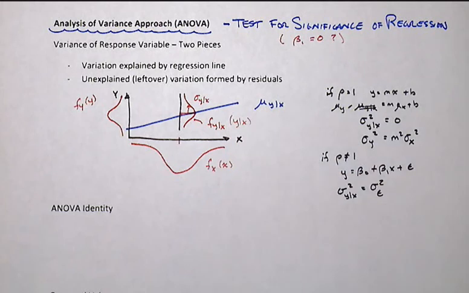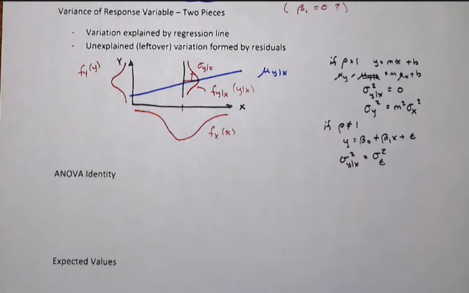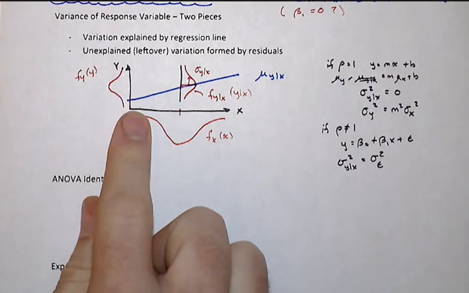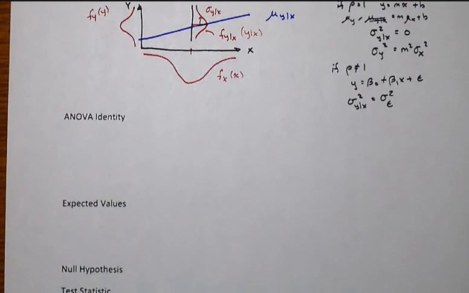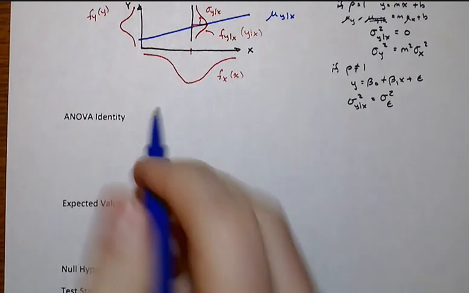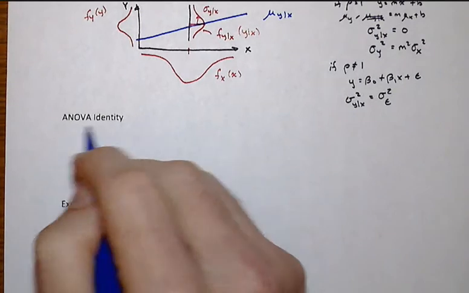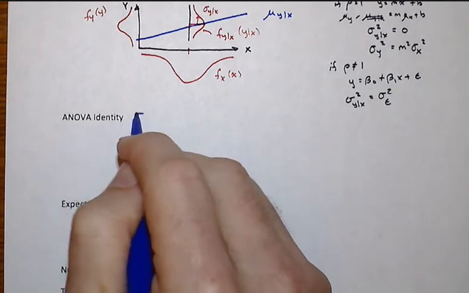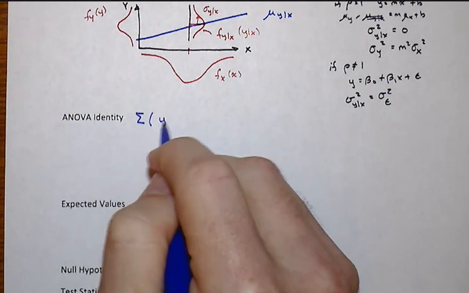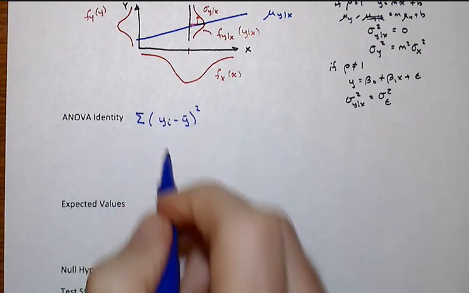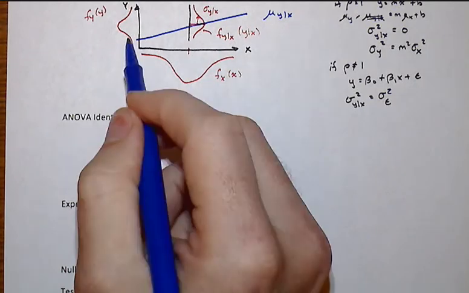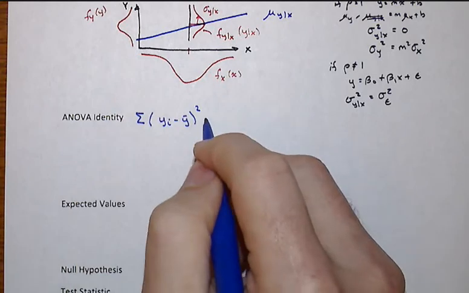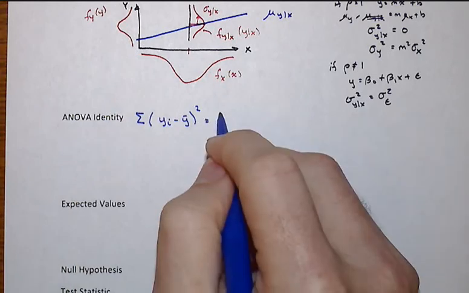Right. Okay. So that's a little bit of this idea that we're going to break apart the variation into two pieces. Now this leads us to a specific identity, called the analysis of variance identity, that our total variation, the actual y values minus the sample mean, which in a sense deals with just this marginal over here, can be thought of as being broken apart into two pieces.